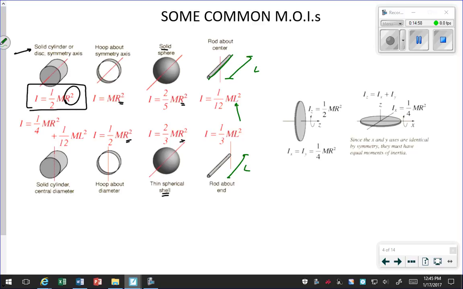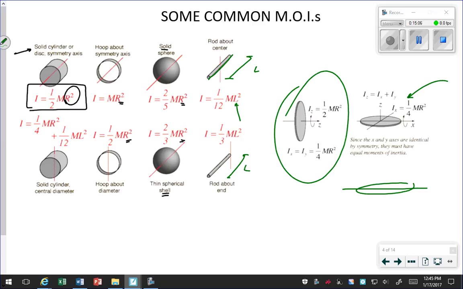All right, here's a disk. It's pretty rare that we do these where you're taking a disk and flipping it around that axis. It's much more common for us to use disks that we rotate about this central axis. And notice that a disk is just a skinny cylinder. They're both 1/2 mr squared.